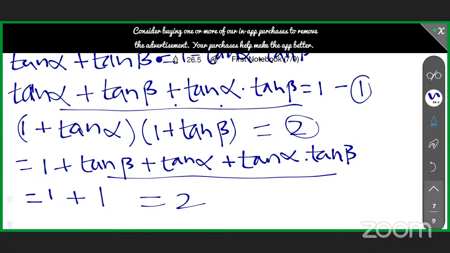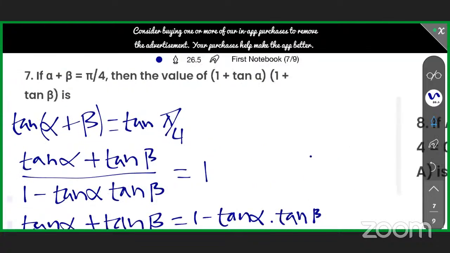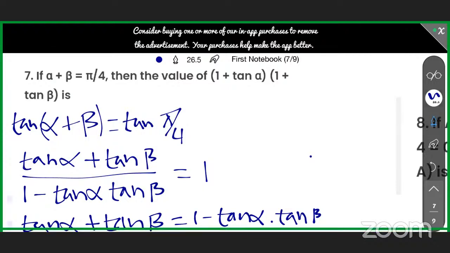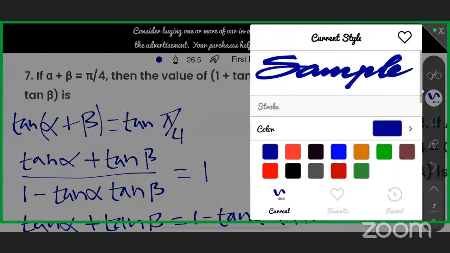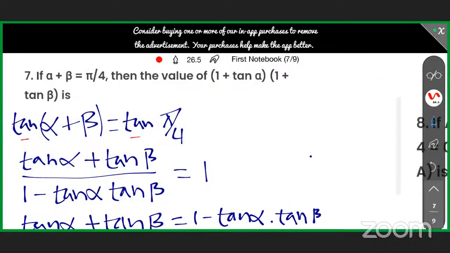So the given condition is alpha plus beta equal to pi by 4. I have no other option to proceed, so I take the given condition and take tan on both sides. So it becomes tan of (alpha plus beta) is equal to tan pi by 4. For the left hand side, I have a formula to use. For the right hand side, I have a value. So no issues, I can simplify and go.